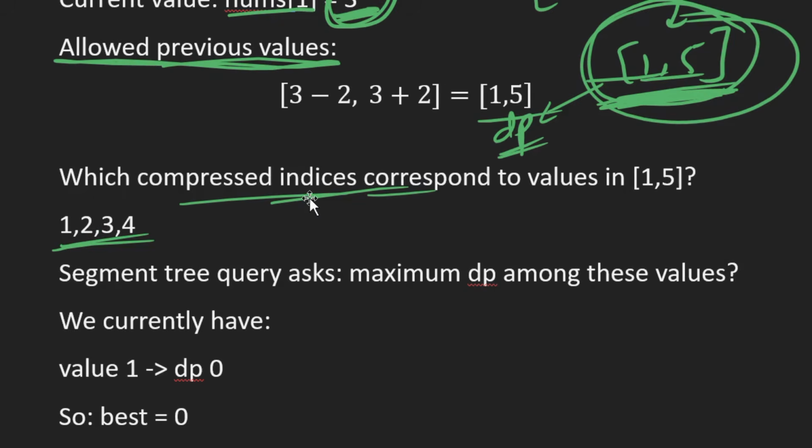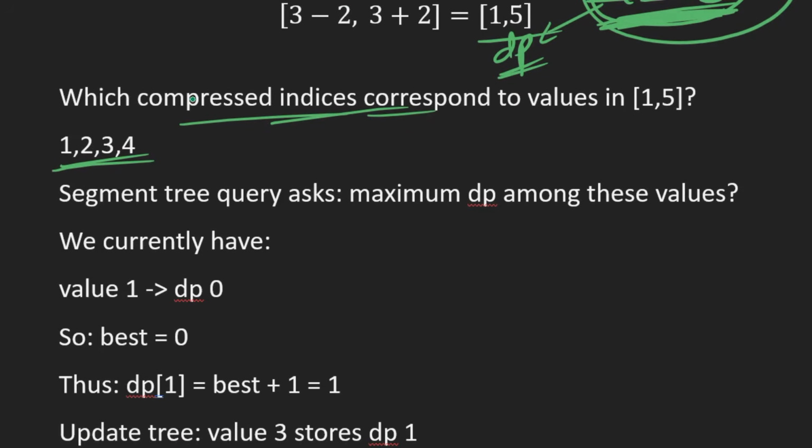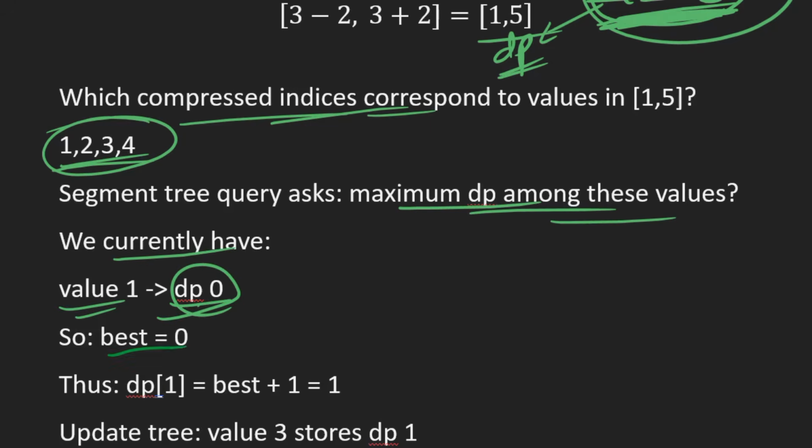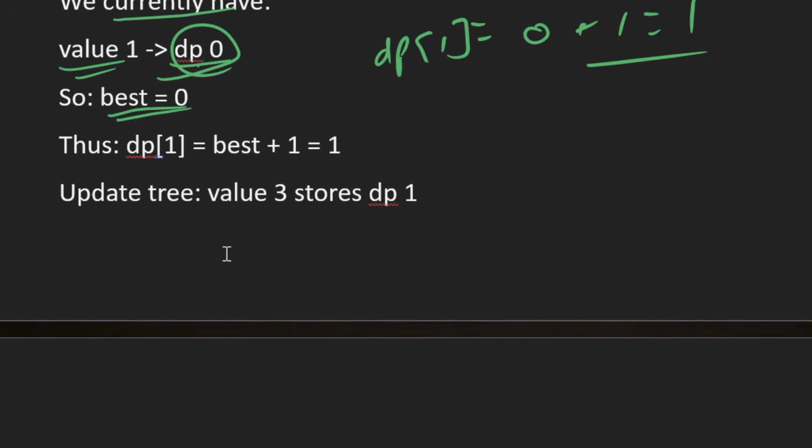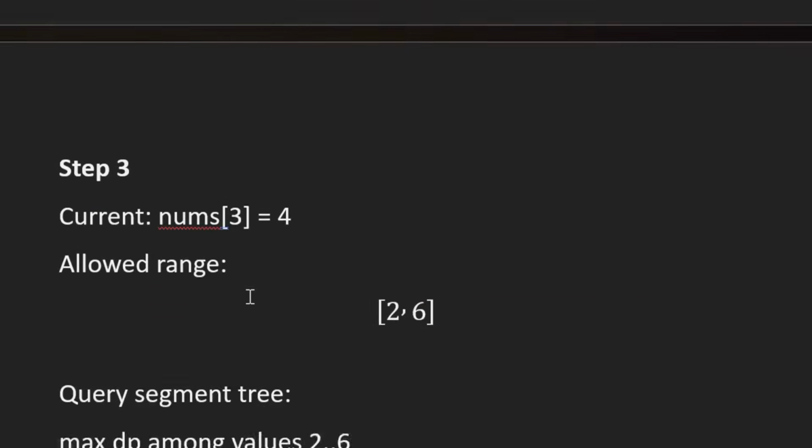Now what we do is we query and find the maximum dp among these values, right? Currently in the segment tree we have value 1, that is dp of 0. So the best value that we get is 0. And now we mark dp of 1 is equal to best plus 1. So best is 0 plus 1 is 1. So dp of 1 will be 1. So we update our tree, and value 3 will store dp as 1, right, in the segment tree.